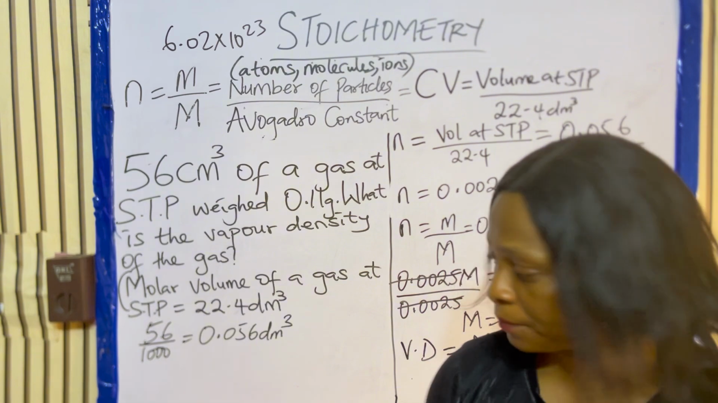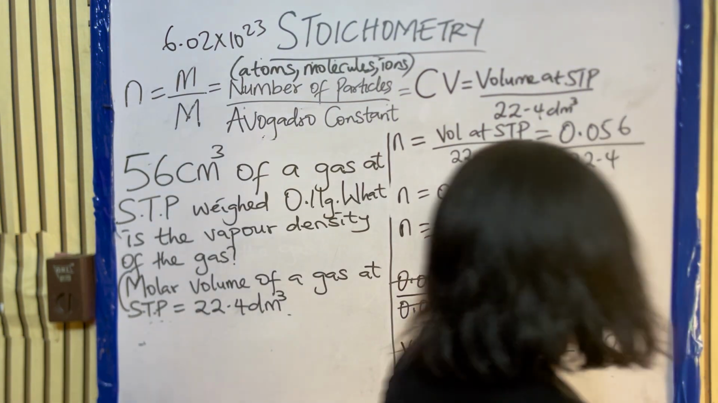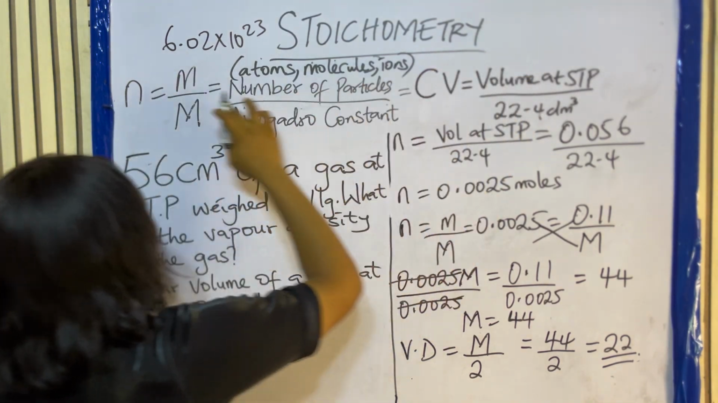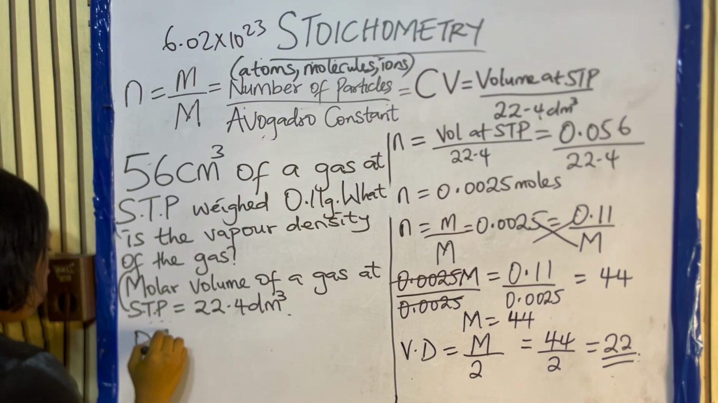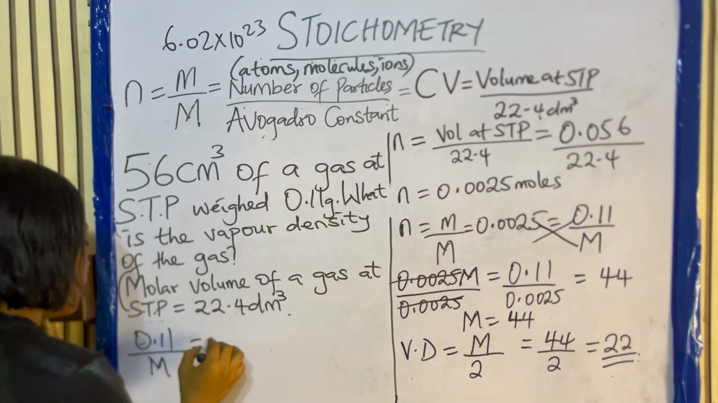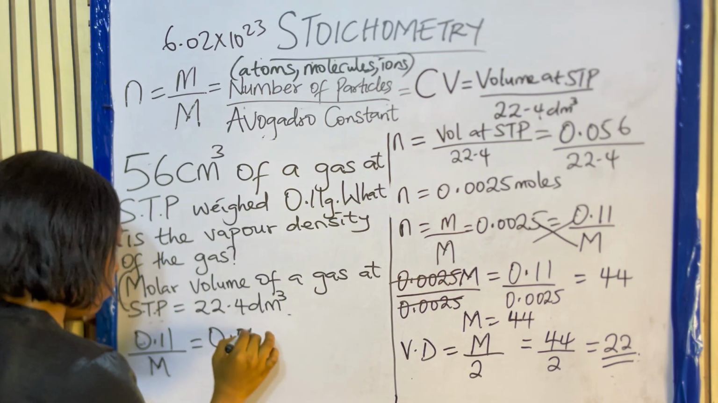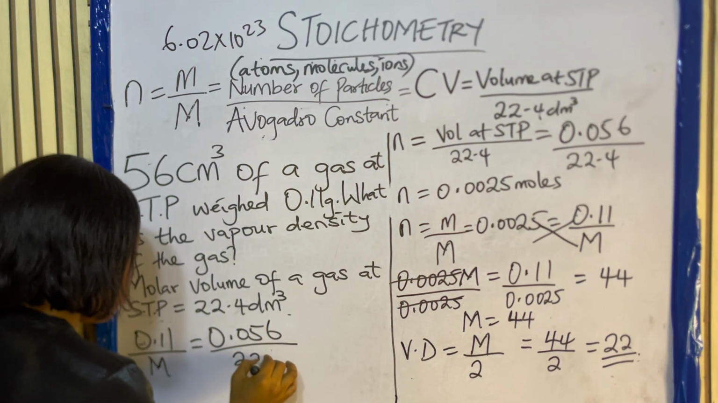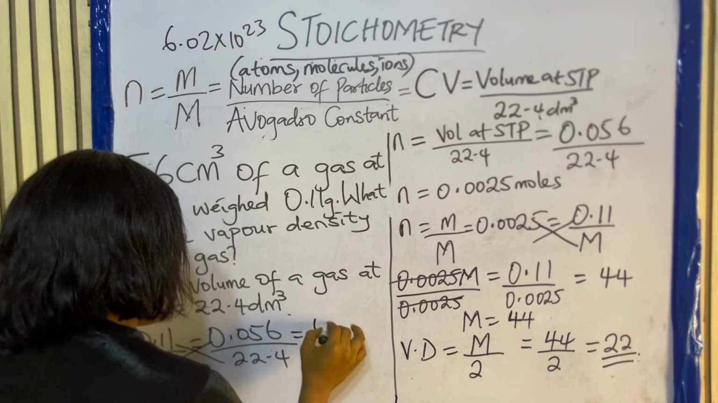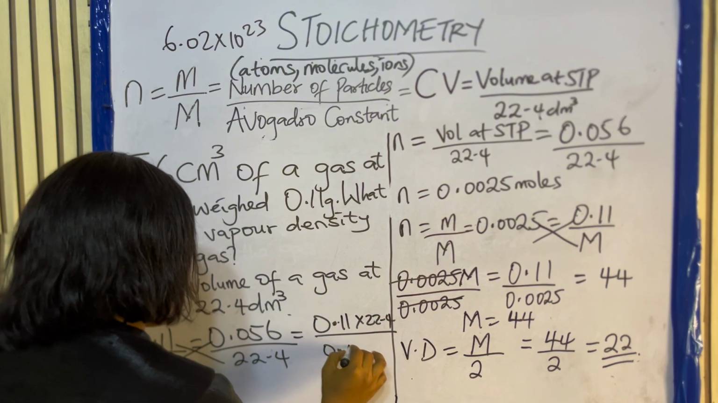Let's solve. So we are equating this to this. Our mass in gram is 0.11 over, we are looking for molar mass, is equal to volume at STP, which is giving us this. We've already converted it to dm cube, and that will give us 0.056 divided by 22.4. So when you cross multiply, you are going to have 0.11 times 22.4 divided by 0.056.